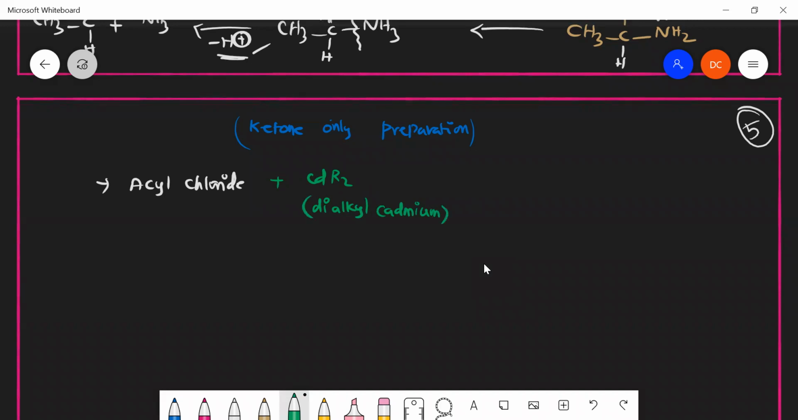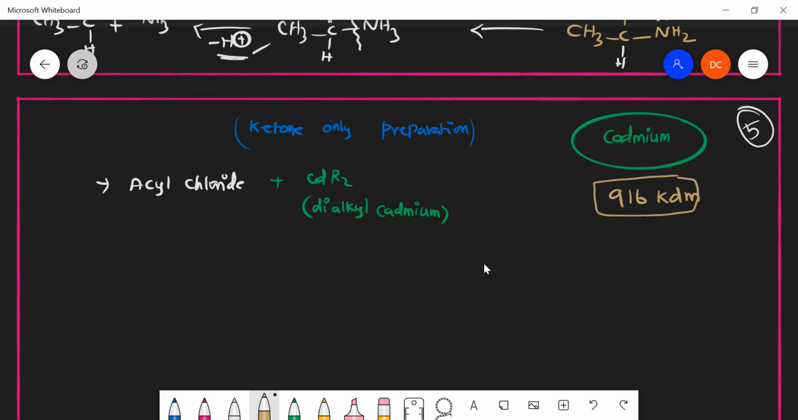Dialkyl cadmium. Did you hear about the cadmium metal? Where is it used? Catalyst, sir. Catalyst, very good. A good application, it can act as a catalyst. Very good. Did you hear about this word, 916 KDM? No, sir. 916 KDM. You didn't hear about this? 916 KDM gold.